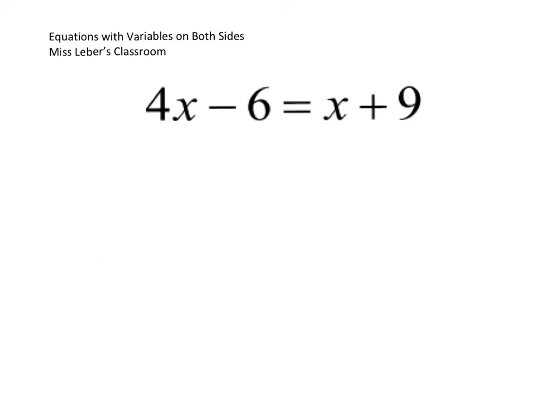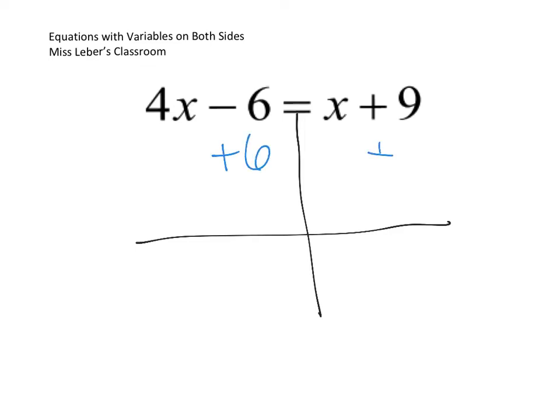Alrighty, exact same question. I have my equal sign that splits my equation up into 2 pieces, a left side and a right side. So we already worked on moving the x, we moved the 9. Let's try moving the 6. So I see I have a minus 6. Well, the opposite of minus 6 is plus 6, and that's going to be a like term with the 9. So we're going to combine those together.